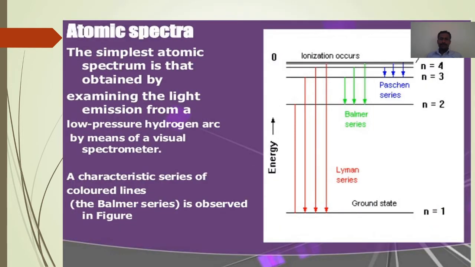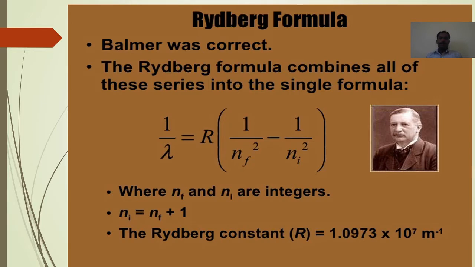Consider the simplest example, hydrogen. When we pass an electric discharge or heat hydrogen to a high temperature, you get a series of lines in the spectrum, like the Balmer series, which is a colored series found in the visible region, Lyman series, Paschen, and so on. The Rydberg formula combines all of these series into a single formula: 1 upon lambda is equal to R, 1 upon nf square minus 1 upon ni square, where nf and ni are integers, and ni is equal to nf plus 1. The Rydberg constant R is 1.0973 into 10 to the power 7.